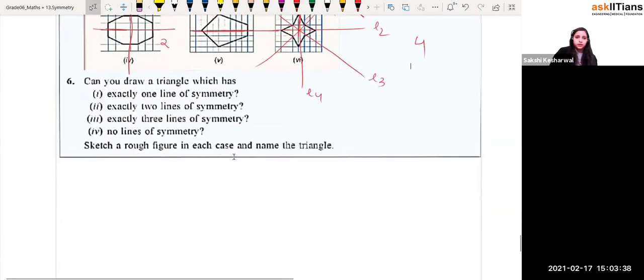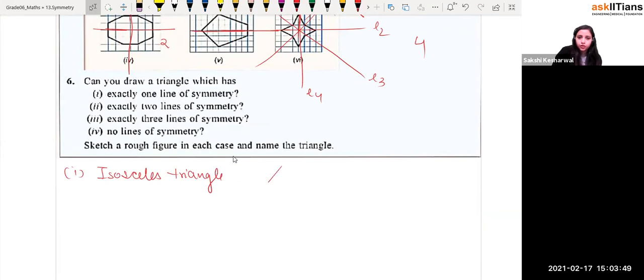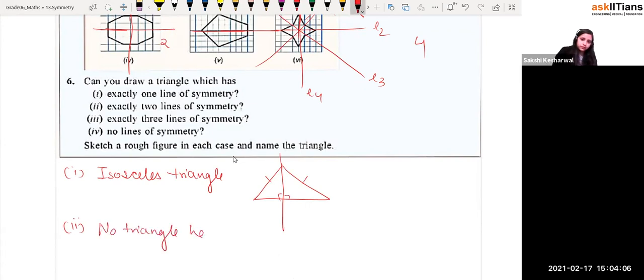Coming to the sixth part, beta. Can you draw a triangle which has one line of symmetry? One line of symmetry is had only by an isosceles triangle, right? So this is how you're going to draw this. This will be the line of symmetry, right? Now coming to the second, exactly two lines of symmetry. No triangle has exactly two lines of symmetry, right?